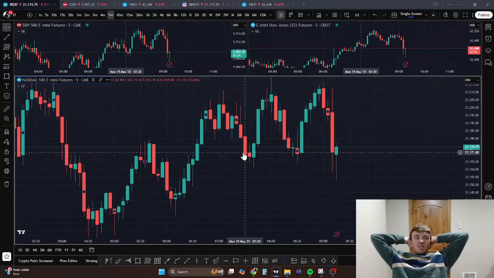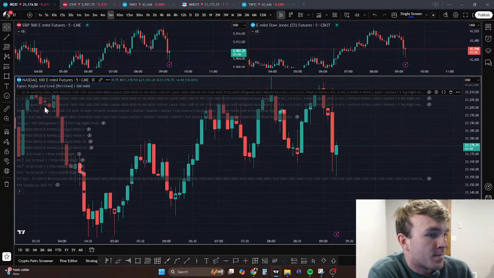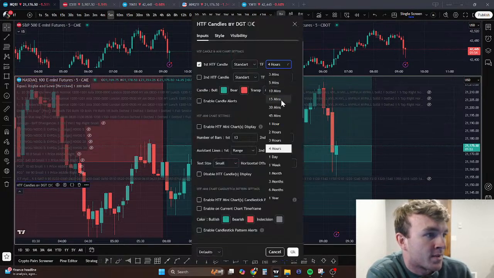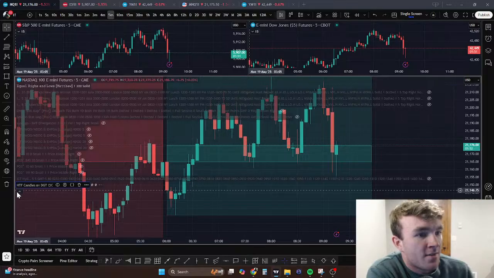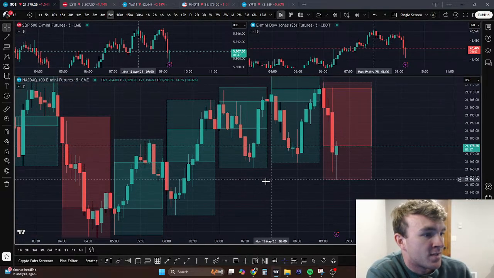I'm really trying to treat this differently now. So we did just sweep both of these previous hours' lows. If I mark out these higher time frame candles real quick, look at this. Both of these were previous hours' lows here. So previous hour low swept, previous hour low swept.